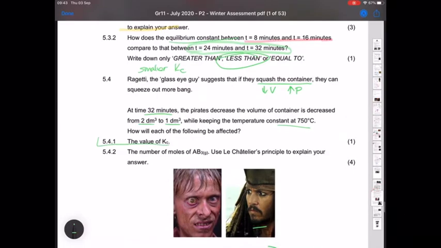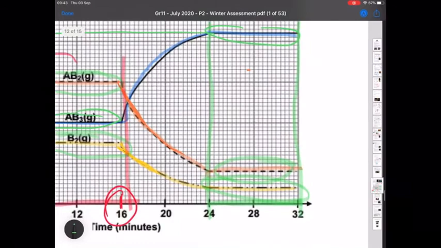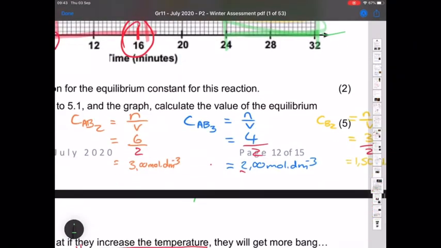The reason why you all got a mark for question 5.4.1 is we needed to give you an extension of the graph and to show you what happened after time 32 minutes. So you actually didn't have enough information to do that, so you all did get that mark.